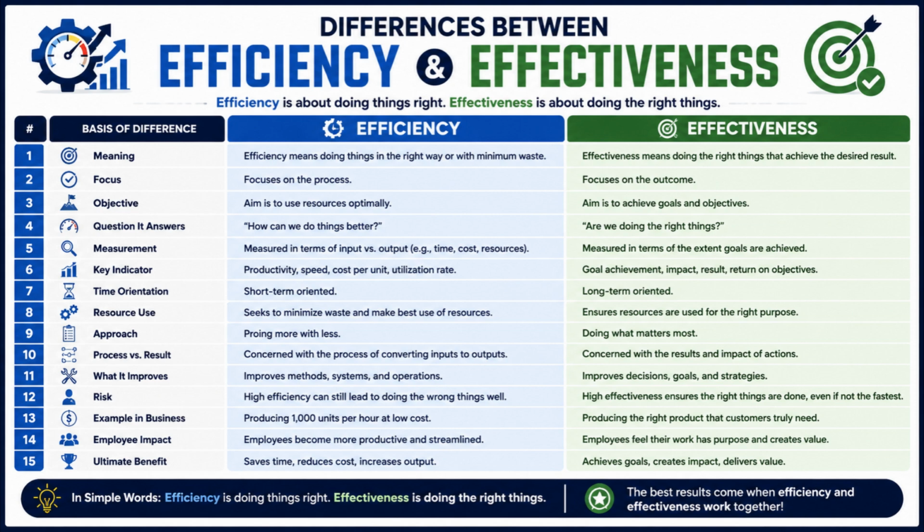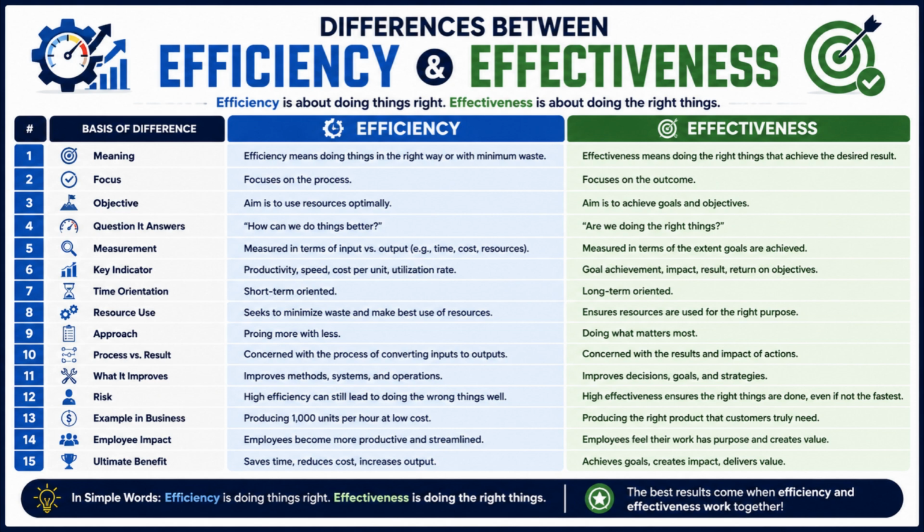Number 10. Efficiency is concerned with converting inputs into outputs effectively, whereas effectiveness is concerned with the quality and impact of the results produced. Number 11. Efficiency improves methods, systems, and operational processes, whereas effectiveness improves strategies, decision-making, and organizational goals. Number 12. High efficiency may result in doing the wrong task very well, whereas high effectiveness ensures the right task is completed even if it takes more resources.